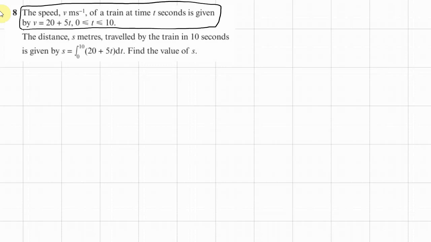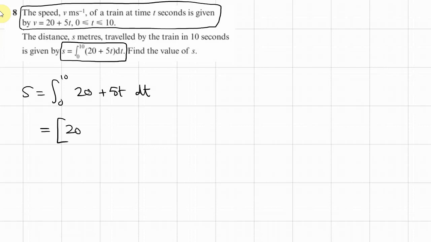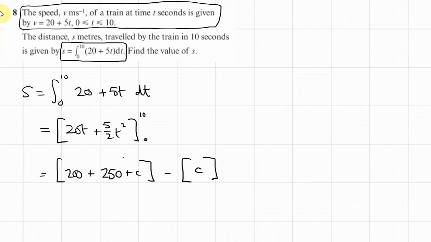So, finding the value of s is just if we do this sum, just do this definite integral here, between 10 and 0 of 20 plus 5t. So let's integrate this. We're going to have 20t plus 5 over 2 t squared between 10 and 0. So sub in 10, that's going to be 5 over 2 times 100, which is going to give me 250, plus c. Subtract, well, that would all be 0, so we'll just be subtracting c. These cancel out, and we just get 450.